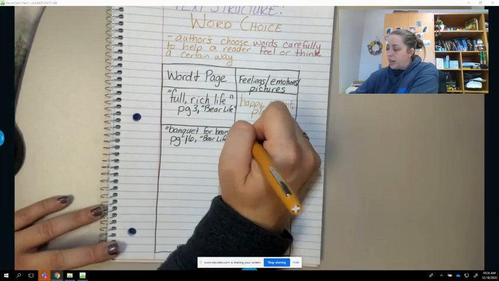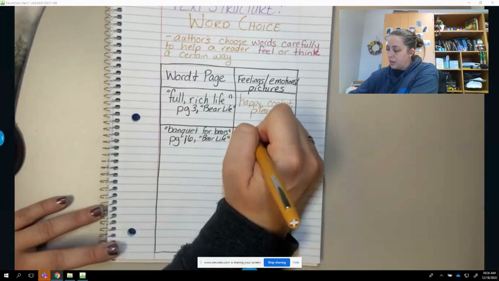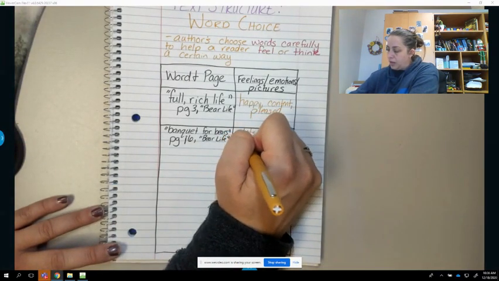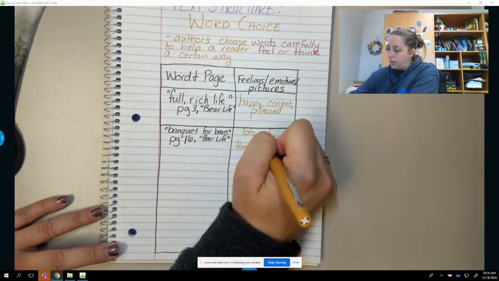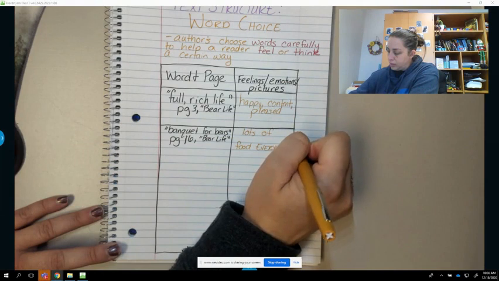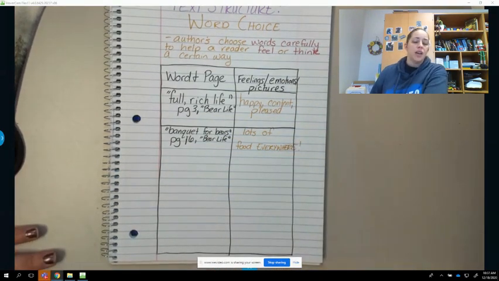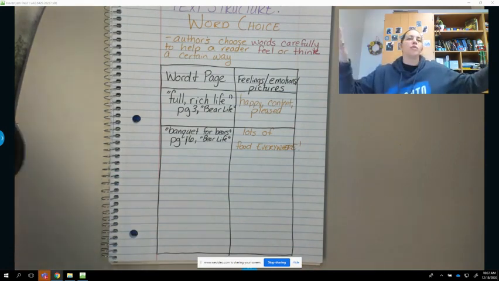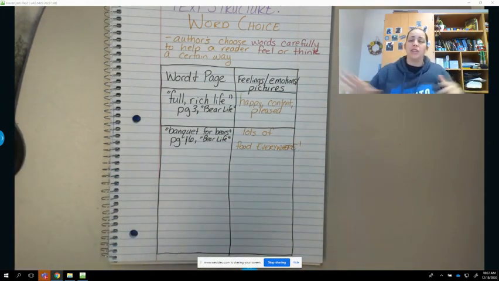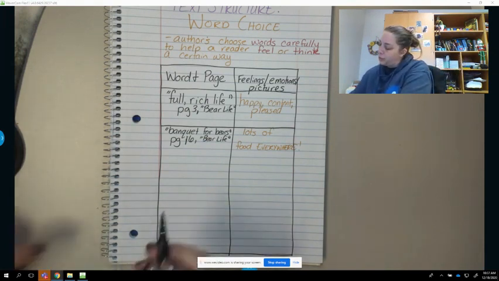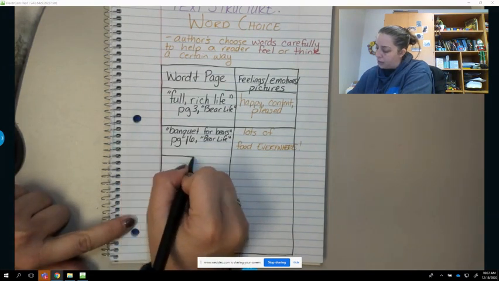And if you wrote down lots of food everywhere, you are absolutely correct. I think of a banquet and I think of just food all spread across an entire table. Just everywhere that you can possibly think of, there's food. So that is another example for a bear's life.